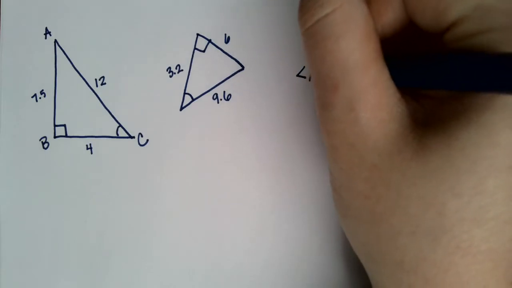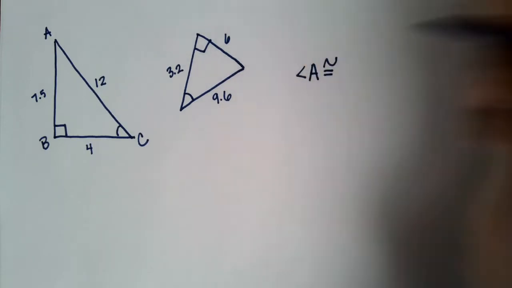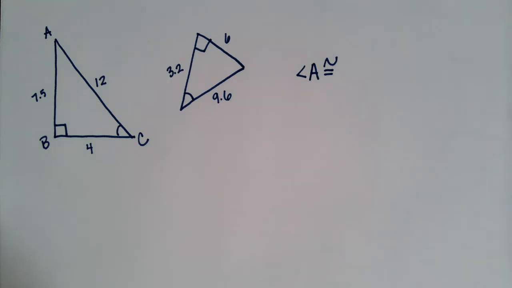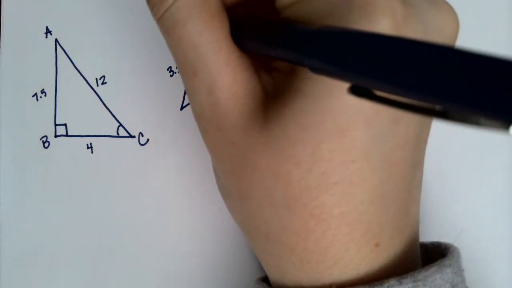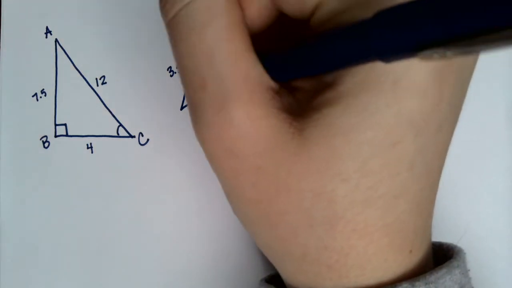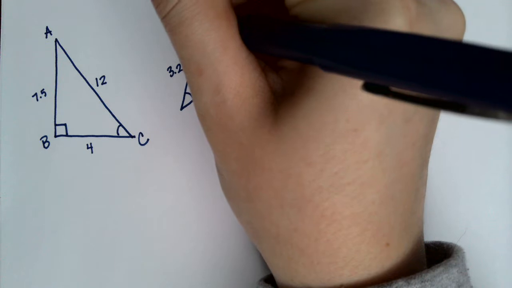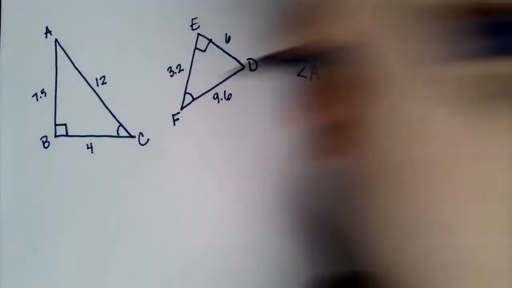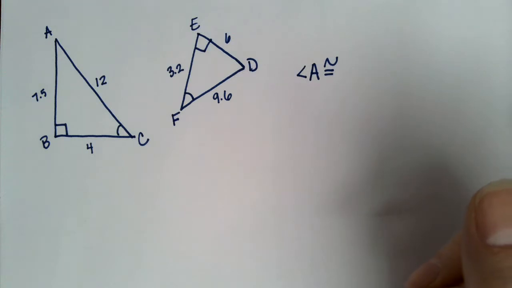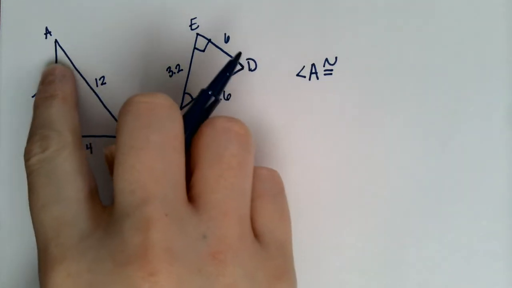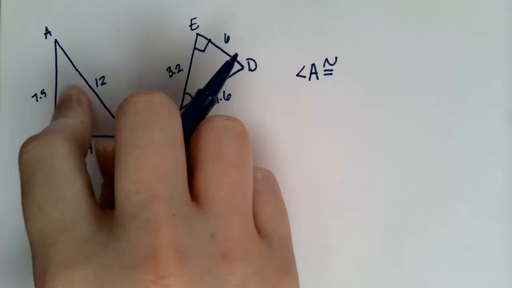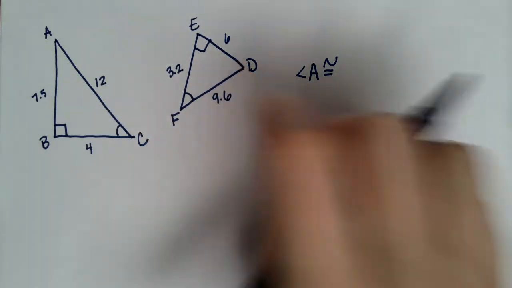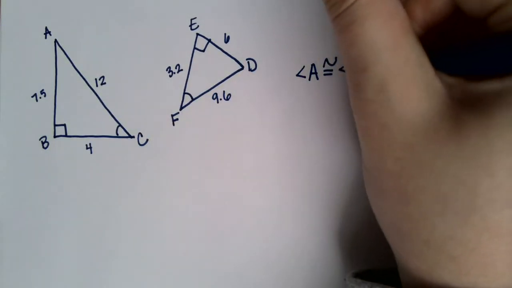So angle A is congruent to, and I need to find my matching angle for this other triangle. Oops, I forgot to label this one. So this is D, E, and F. Angle A does not have an arc at all. It's the one that's kind of blank. And so in our other triangle, that would be angle D.